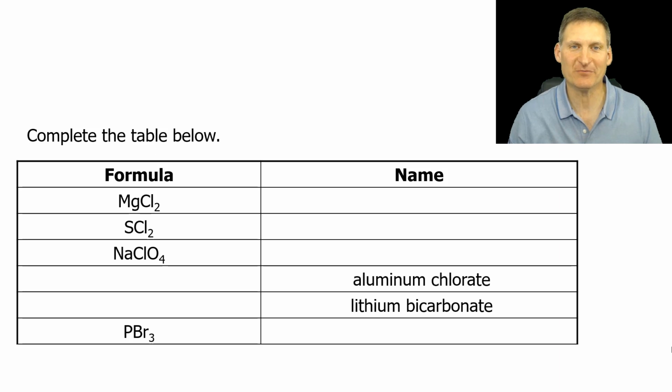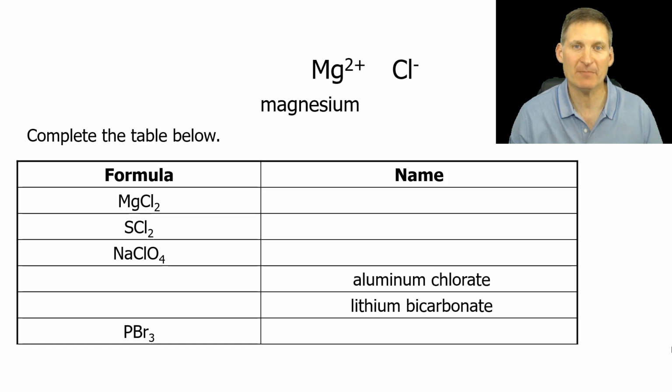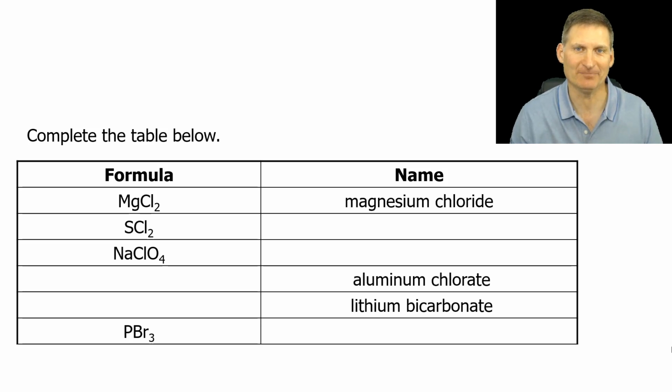Okay, we said before this first one is ionic, so it has these ions. The cation retains its usual name, magnesium, but the monatomic anion changes its ending to IDE, so chlorine becomes chloride. And that gives us magnesium chloride. The next one is molecular, meaning the last element ends in IDE, and we use the prefixes to indicate quantity, so that gives us sulfur dichloride.